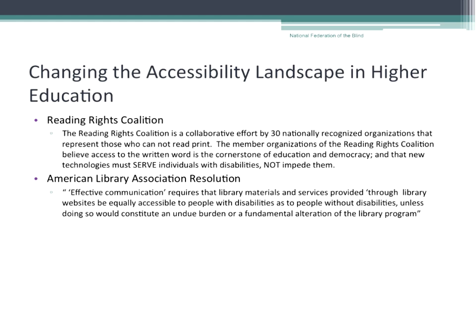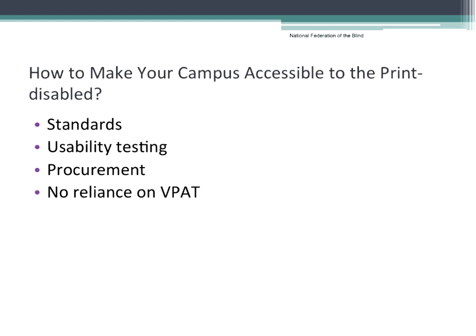And we have worked very hard to advocate for access to printed text with various alternative formats and various access technologies like speech synthesizers and Braille. We also have worked with the American Library Association, and the library has already passed a resolution to require that library materials and services provided through the library website be equally accessible to people with and without disabilities, which we wholeheartedly support. Next slide, please.